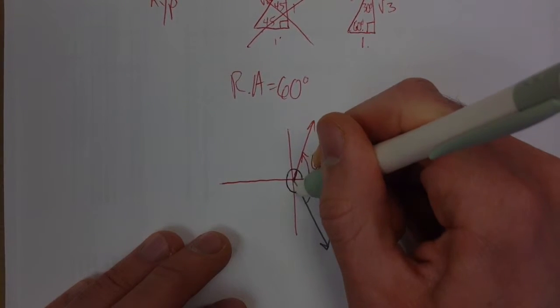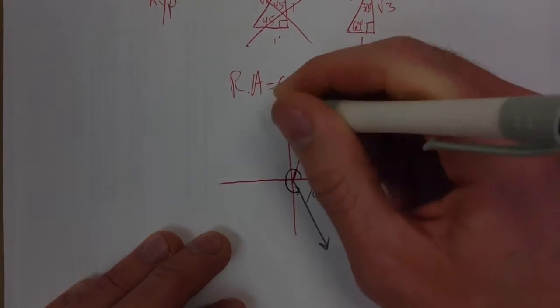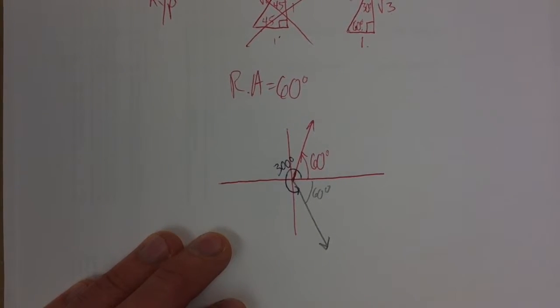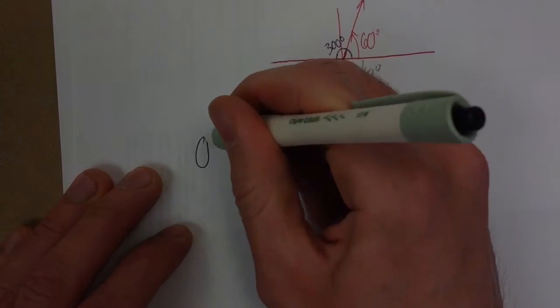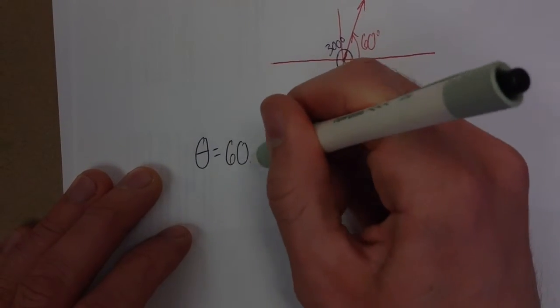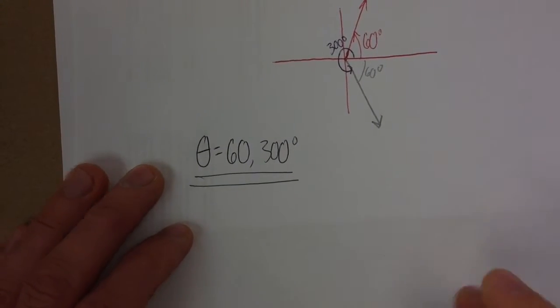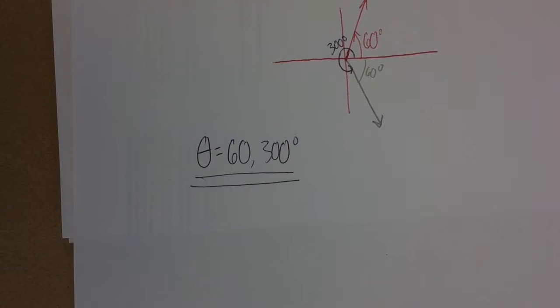So 360 minus 60 is 300. So your final answers are 60 degrees and 300 degrees. Okay? Question?